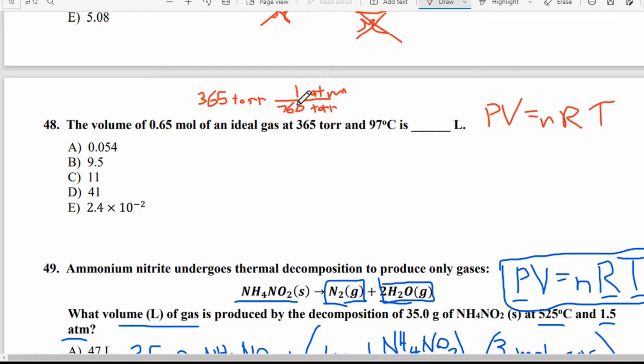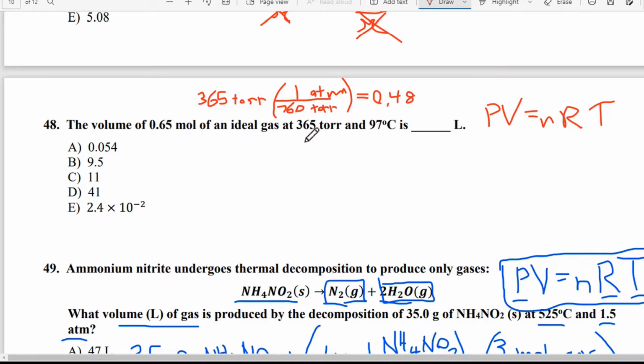760 torr is equal to 1 ATM. Bam. 365 divided by 760. It's going to be something a little less than half. About 0.4 something or other. 0.48 something maybe. I don't know. Yeah, you got it correct.